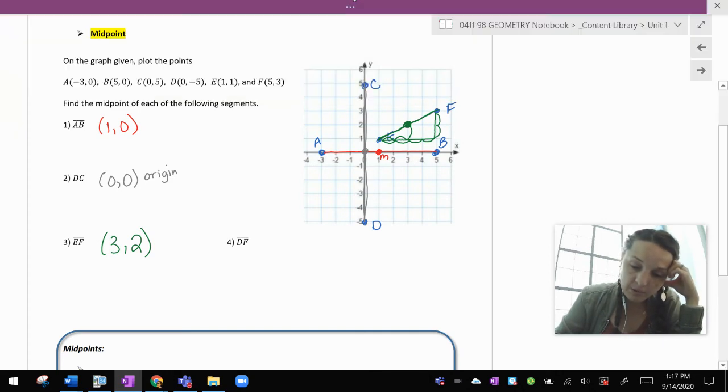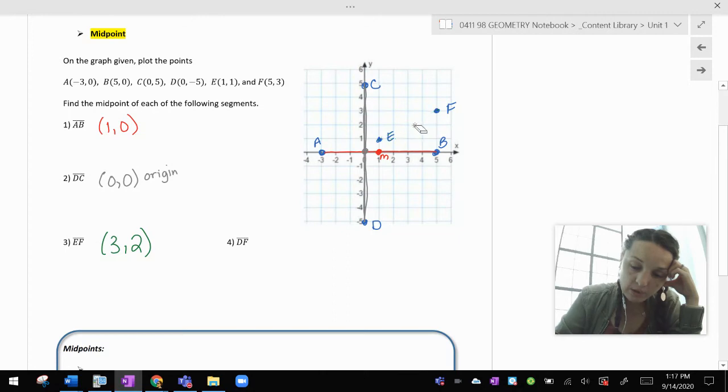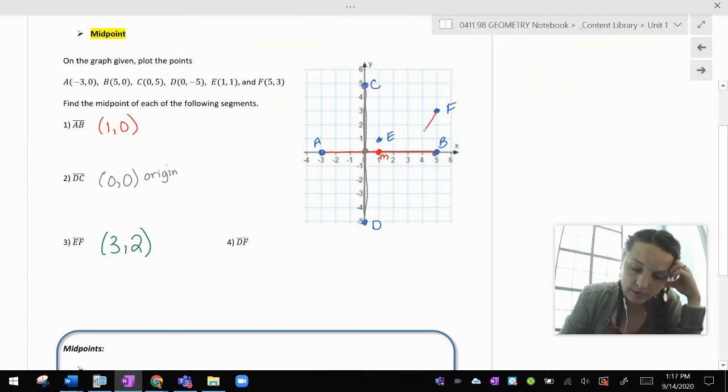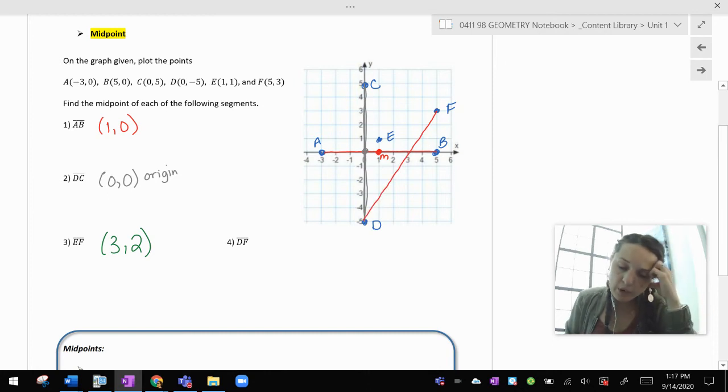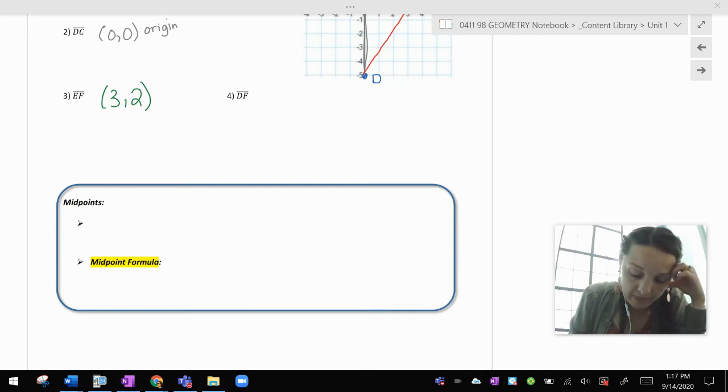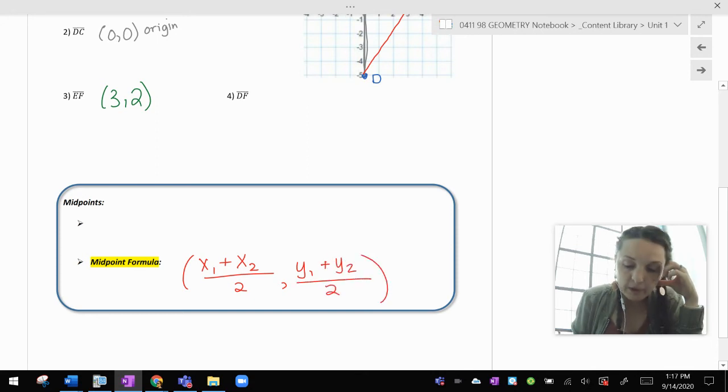And then DF. Let me erase some of this so it doesn't get in our way here. DF. Whew. It's a lot more counting. Maybe we should use a formula this time. So let's figure out what the midpoint formula is. The midpoint formula is as follows: x1 plus x2 divided by 2, comma, y1 plus y2 divided by 2.